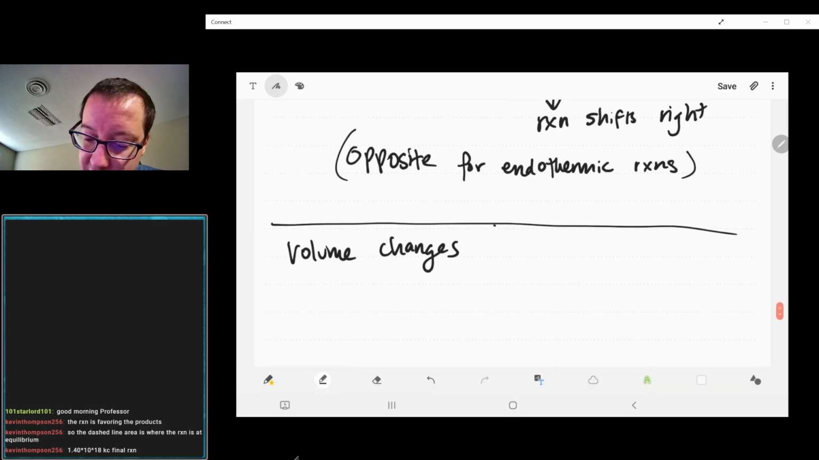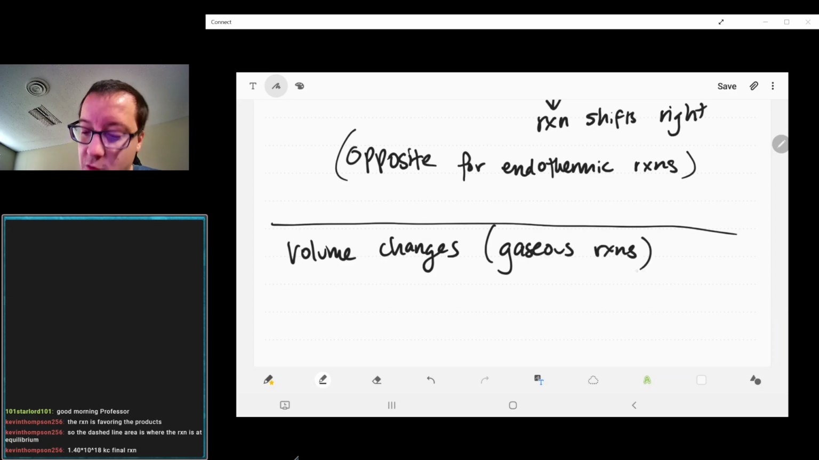The volume changes are going to be particular for gaseous reactions, or something that has a gas component. So remember, just throwing it out there again, equilibria kind of don't take into account solids or liquids. We kind of leave those out of our expressions, and so those aren't going to change anything. However, if we have gaseous components and we change the volume of those, we're going to see that can potentially disrupt our equilibrium as well.